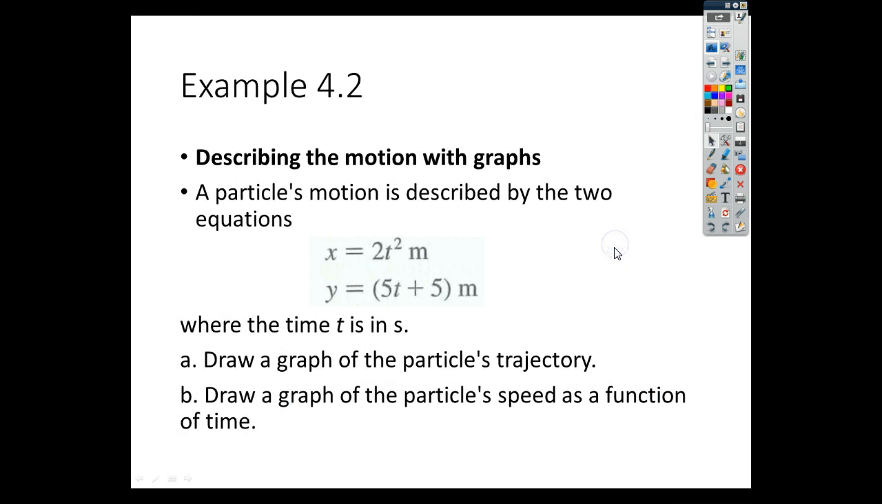The next slide tells us about an example problem. We want to describe the motion with a graph. So you have a particle's motion. It is described by two equations. Our x position is just 2 times t squared, and our y position is 5t plus 5, and those are both measured in meters. Our time is measured in seconds. They first want us to draw a graph of the particle's trajectory, and then they want us to do some calculus in order to find a graph that would show the particle speed as a function of time.